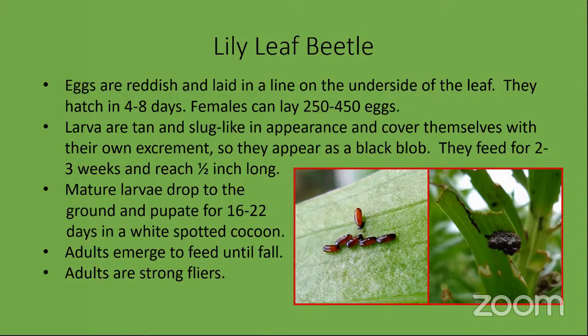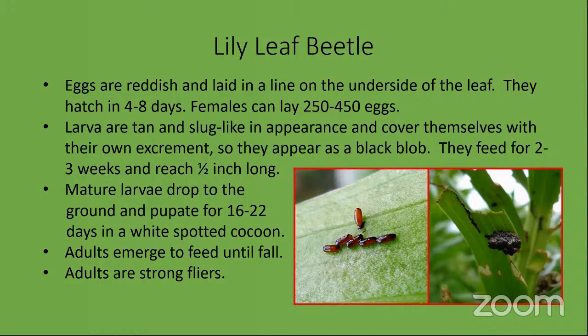If they lay a couple of those on a leaf, by the time they are ready to pupate, they will have stripped that whole leaf and there'll be nothing left of it, and they may have moved on to other leaves on the same plant. The female can lay 250 to 450 eggs.